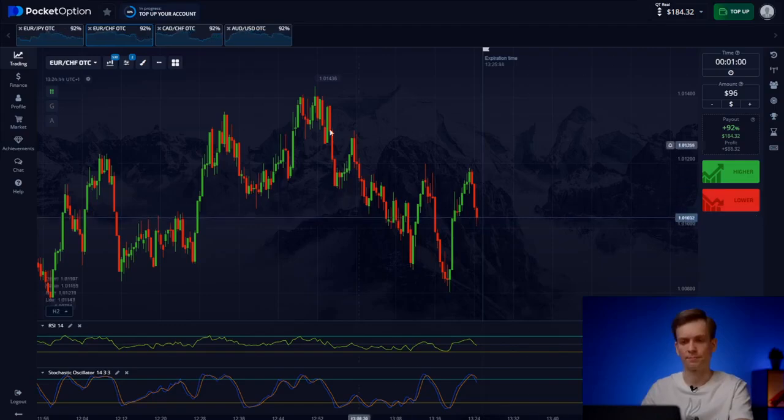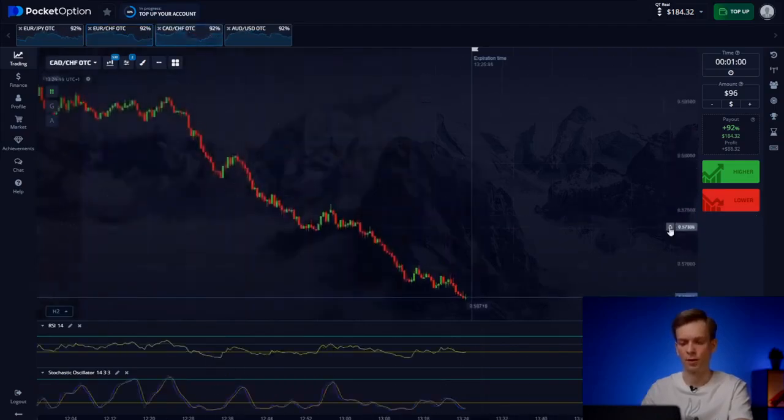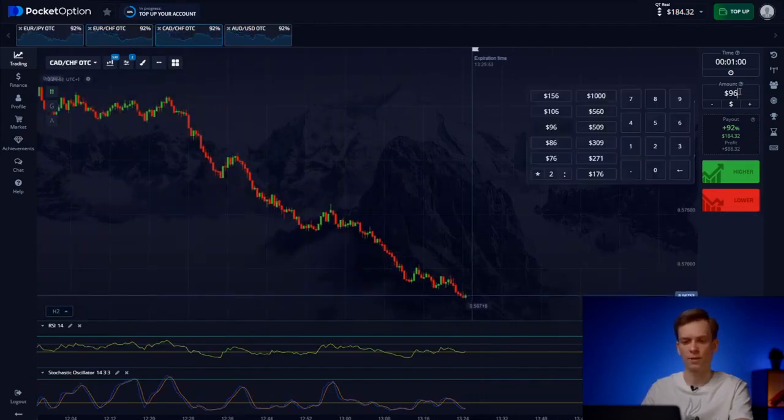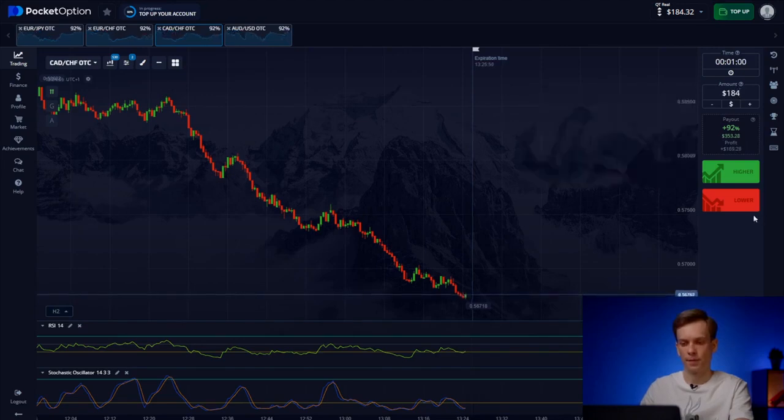Can't lose focus. Now the Canadian dollar, the Swiss franc. First things first, let's adjust the amounts. Now let's re-evaluate our levels. Yeah, let's see how they align with this pair.